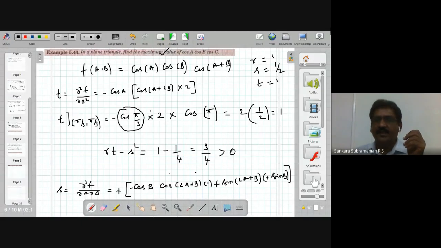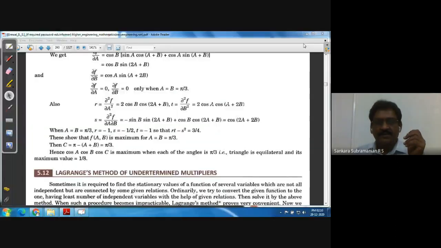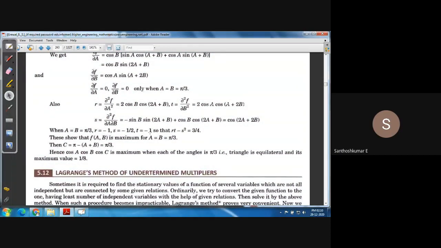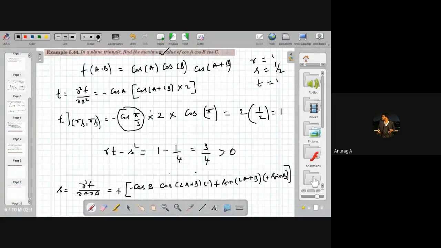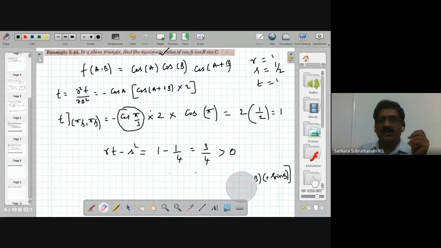ஆனா இங்க தப்பா கொடுத்திருக்காங்க இல்லையா? 3/4 is there, but it is given wrong. இல்லையா? Printing mistake தானே இது? Yes or no? T is minus. Yeah. Okay, fine. Yes, sir. So don't go by the book, go by the experience, right? நீங்க என்ன வச்சிருக்கீங்களோ அதை ஞாபகம் வச்சுட்டு பண்ணுங்க.